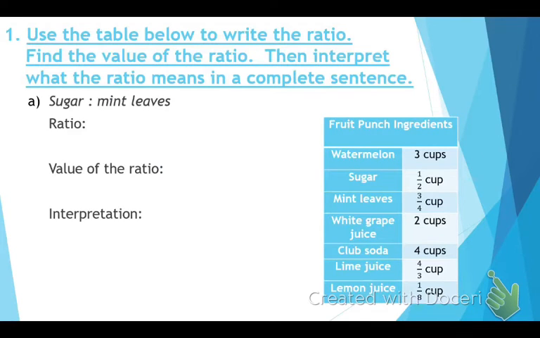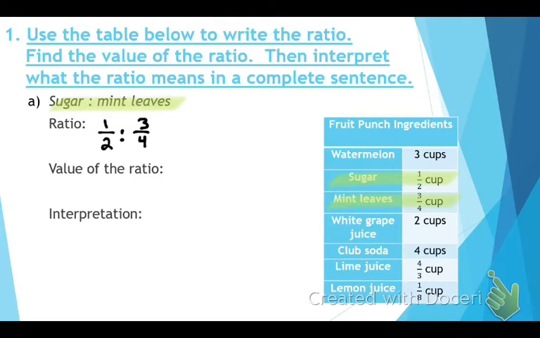All right, if you remember, I talked about with ratios, the main thing you really want to remember is that you always want to divide things, okay? So in this case, we're looking at sugar to mint leaves. We're just comparing only the sugar and only the mint leaves. So you really don't have to focus on anything else in this ingredients list. You can see the sugar is 1/2 cup. So as my ratio, I'm going to put 1/2, and then I've got to compare it to the mint leaves, which is 3/4.